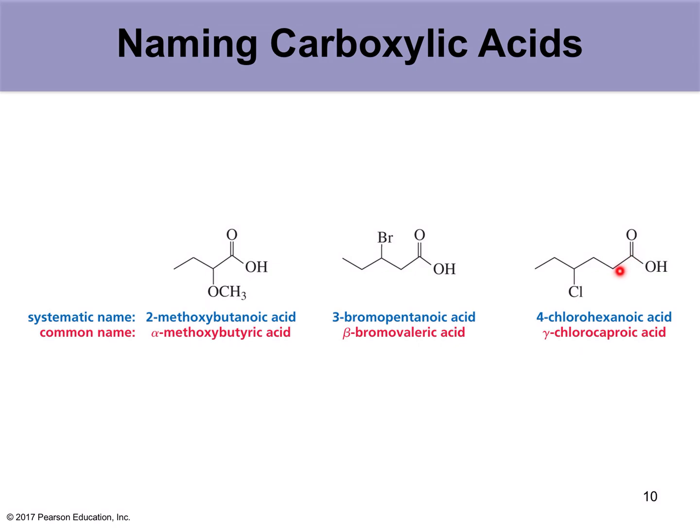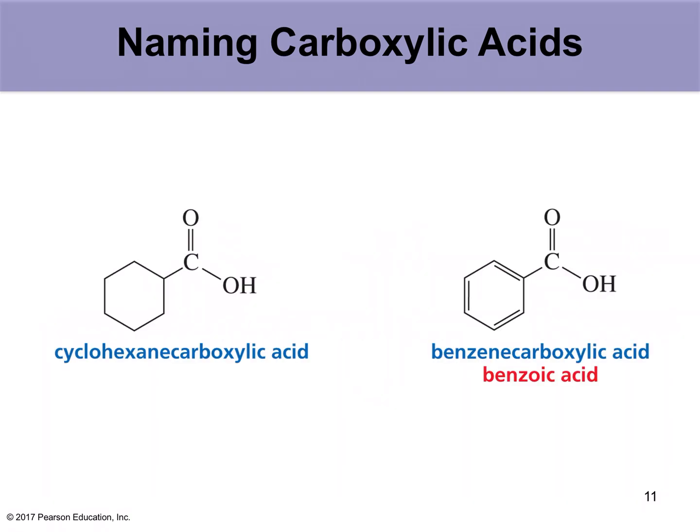And this one, 1, 2, 3, 4, 5, 6 carbons long. So 4-chlorohexanoic acid, or alpha, beta, gamma: gamma-chlorocaproic acid is the common name. If a carboxylic acid has a ring, this is going to be cyclohexane carboxylic acid. And this one, benzene carboxylic acid, commonly known as benzoic acid.